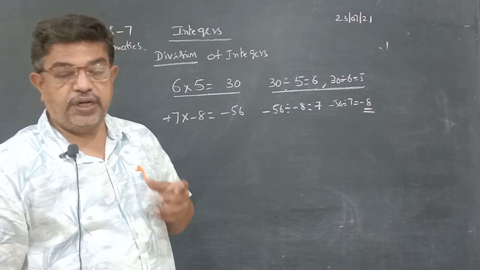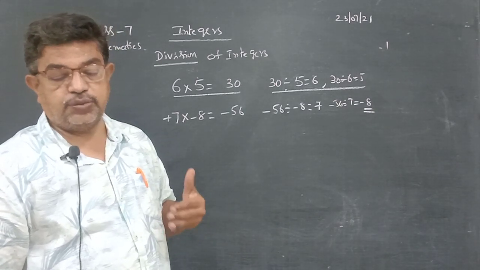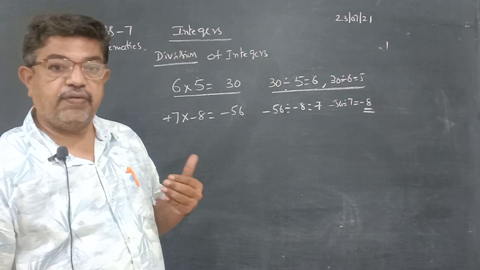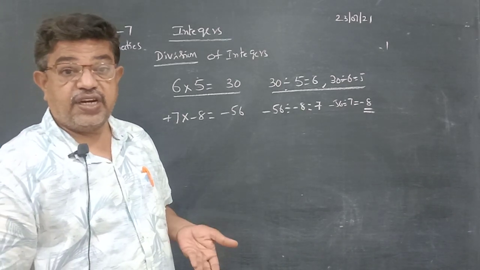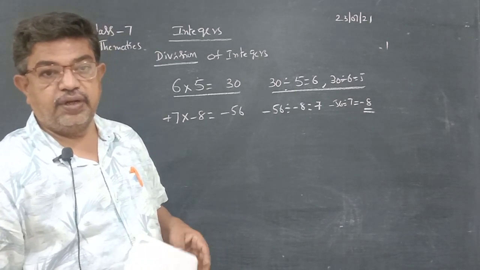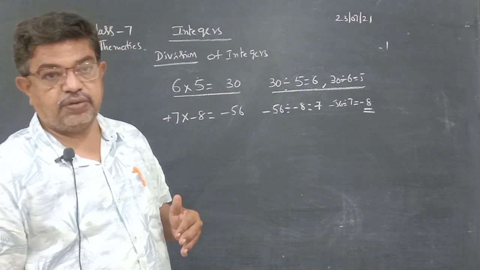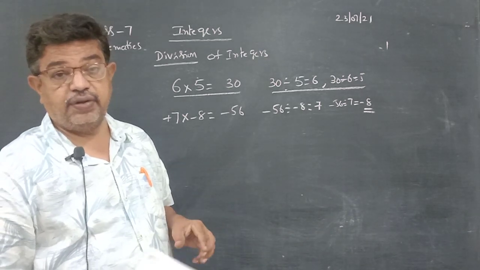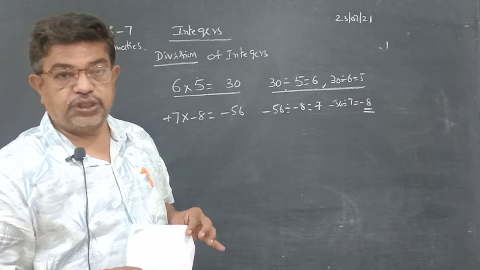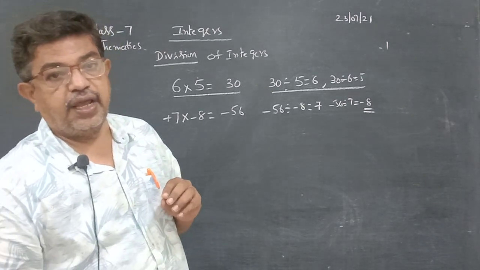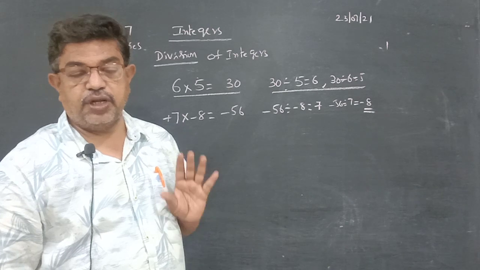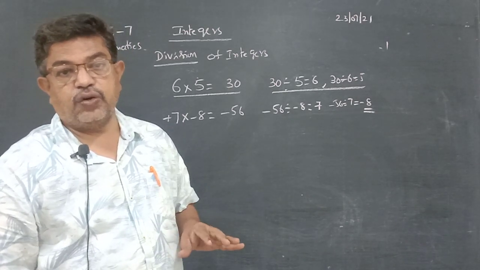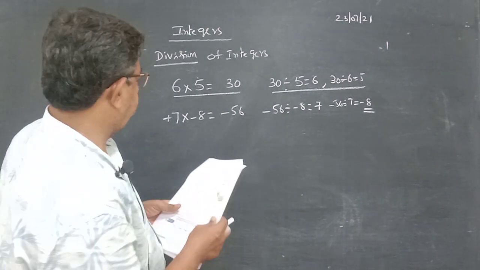If you are dividing two integers, both the integers having the same sign, the quotient is positive. You are dividing two integers with different signs, one is positive, the other one is negative. Dividend is negative, divisor is positive, or dividend is positive and divisor is negative. In both the cases, the quotient is negative. You simply remember, if the signs of two integers are same, the quotient is positive. If the signs of two integers are different, the quotient is negative.